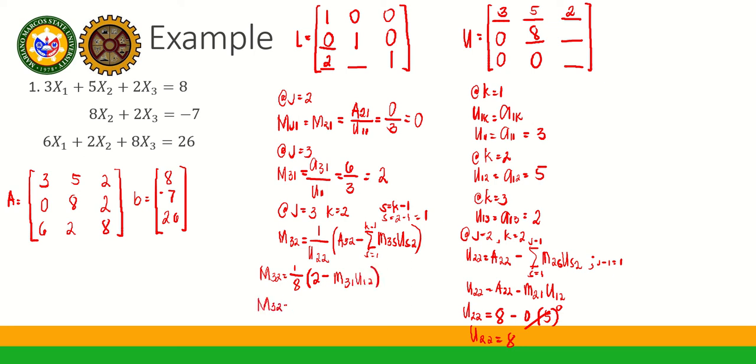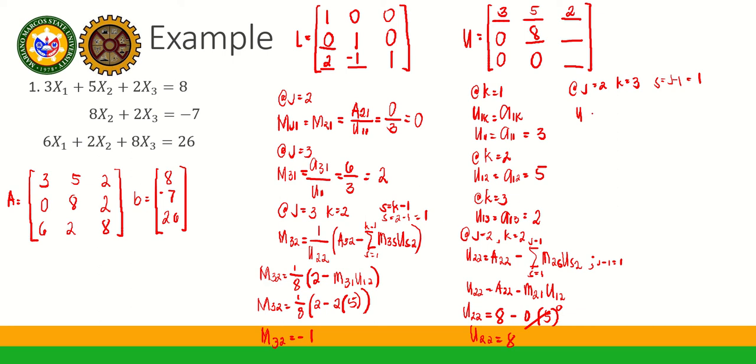So, M32 natin will be equal to 1 over 8 multiplied by 2 minus, what is the element in M31? That is 2. And then U12 natin, that is 5. So, solving for this one, we will get a value of negative 1. So, yung M32 natin is equal to negative 1. So, pwede na natin siyang i-plug dito. Now, the missing elements na lang dito will be U23 and U33. So, at J equal to 2 and K equal to 3, okay? Yung S natin is equal to J minus 1. Still, this is equal to 1 dito sa part na to. So, we can still use this one.